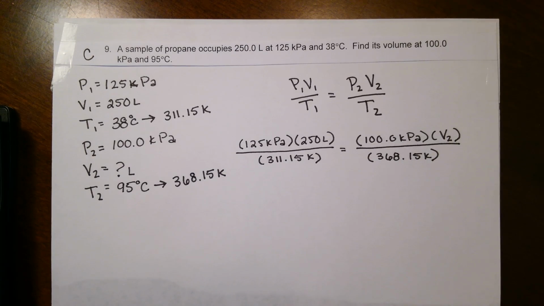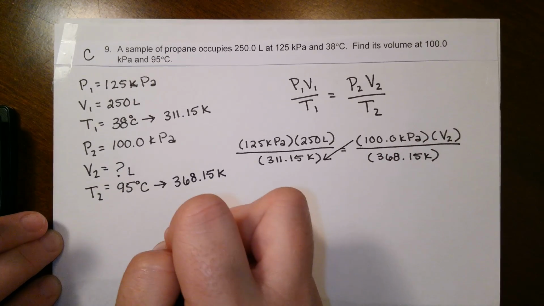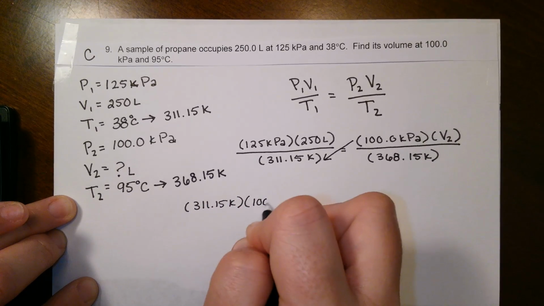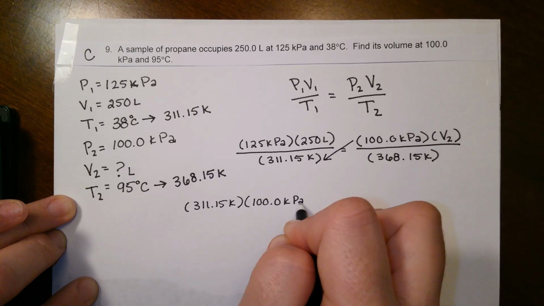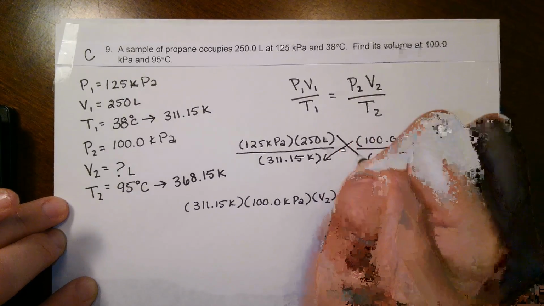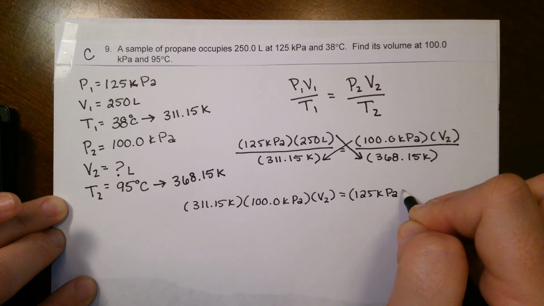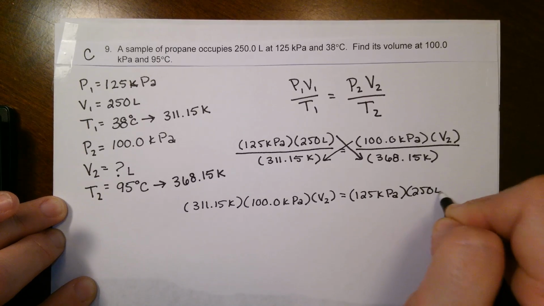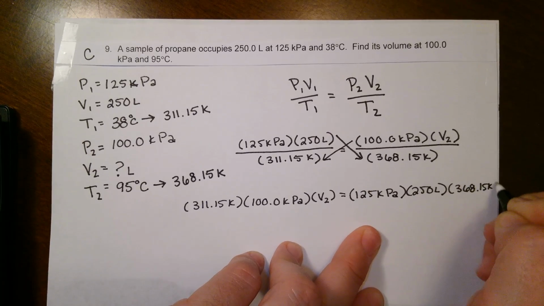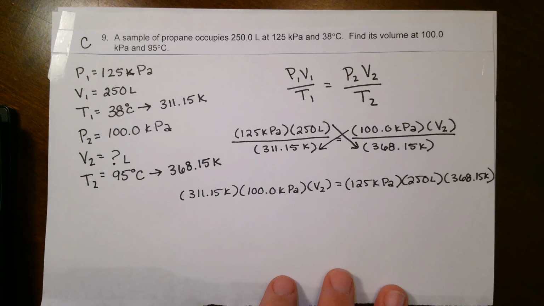is I'm going to just go ahead and cross multiply. So make sure you write everything down. So 311.15 Kelvin, 100.0 kPa, and don't forget that V2 equals, cross multiply that other side, 125 kPa, 250 liters, 368.15 Kelvin. So let's go ahead and simplify before we start pulling things over, all that kind of good stuff.